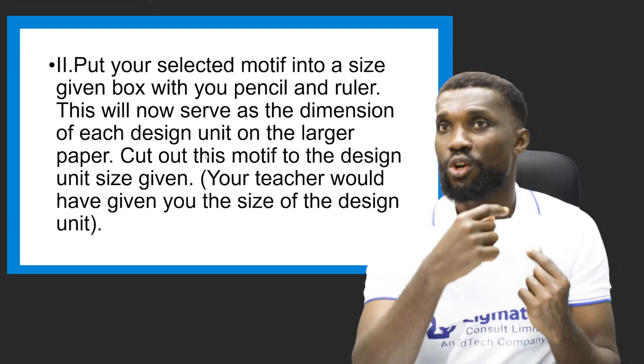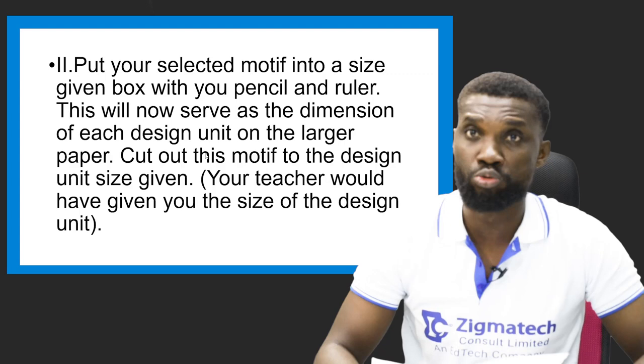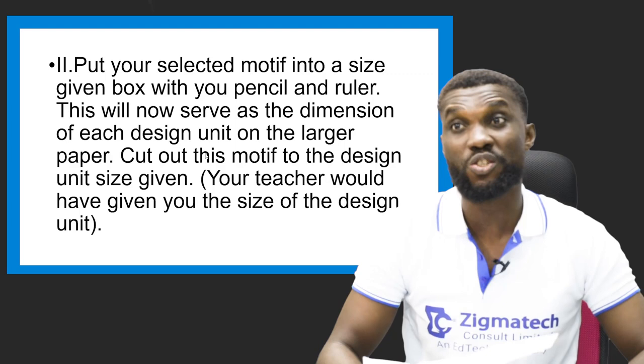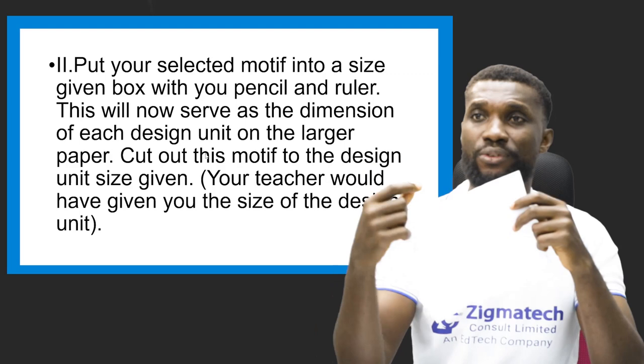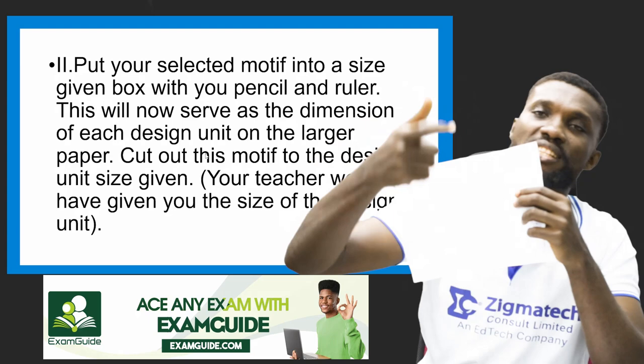So now, based on what I have on my screen, I say put your selected motif into a size given box with a pencil and ruler. Now this will serve as the dimension of each design unit on the larger paper. That is exactly what I just explained here. Cut out the motif to the design unit given size, just as I've given to you. Now when you cut it out, you use one of these that you've drawn as your tracing paper to repeat the designs. Are you with me?